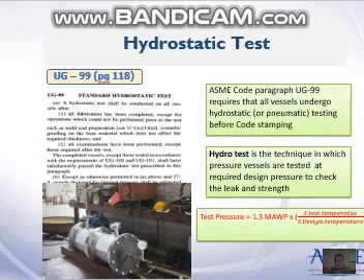Hydrostatic test. UG 99 established the requirement for hydrostatic test. Hydro test is the technique in which pipes, pressure vessels, gas cylinders, and tanks are tested at the required design pressure of the system or pipes or vessel to check the leak and strength. Hydrostatic test pressure is at 1.3 times the MAWP or the design pressure to be marked on the vessel. Hydrostatic pressure equals 1.3 times maximum allowable working pressure, or MAWP.